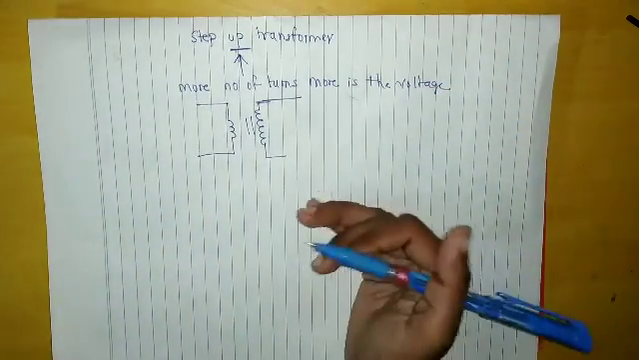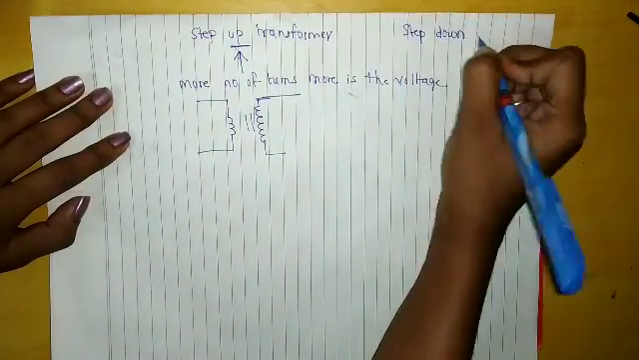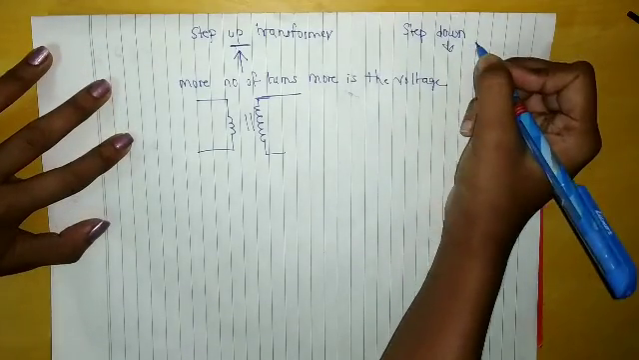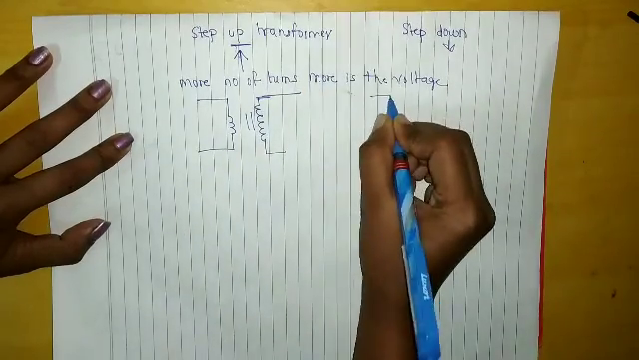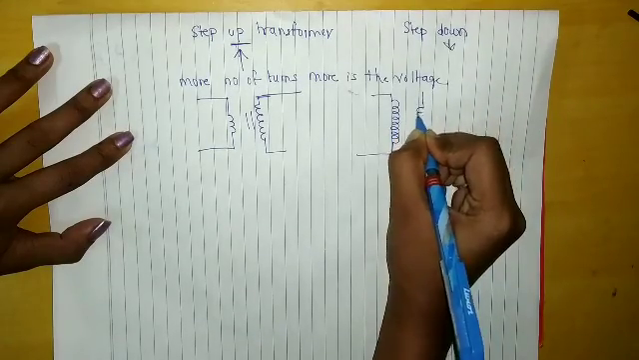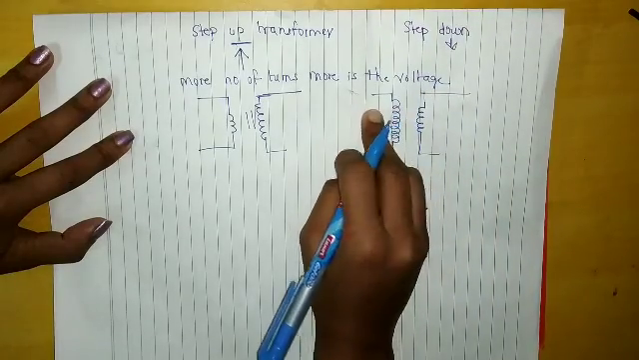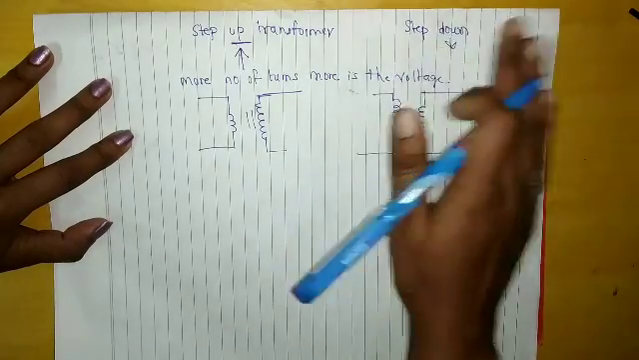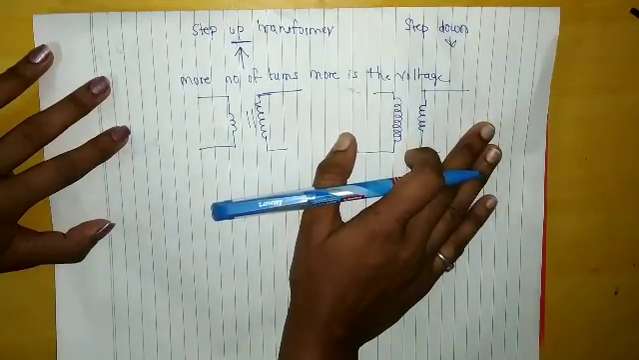Similarly, in a step down transformer, what do we have to do? We have to decrease the voltage level, right? So we have to decrease the secondary number of turns. How will the diagram be? This will be the diagram. There will be a reduced number of turns as compared to the primary, so there will be fewer turns on the secondary. So the secondary voltage is less than the primary voltage. So this is about step up and step down transformer.